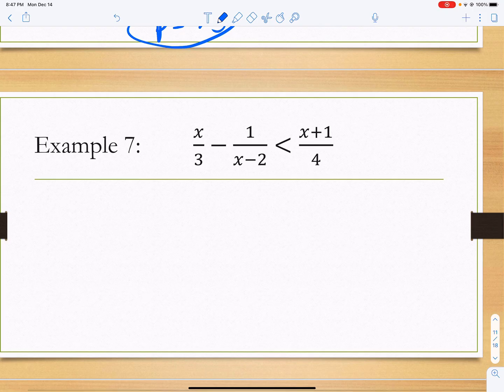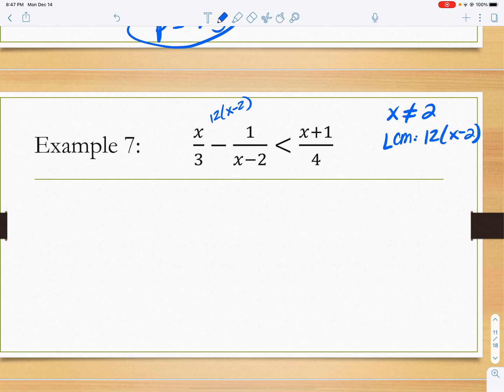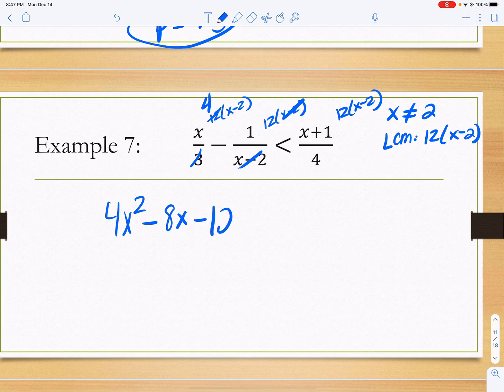All right. So here's example 7. Again, I know that x cannot equal 2. And I know that my LCM is going to be 12(x minus 2). So then I would multiply each term by 12(x minus 2). The 3 cancels to be a 4, so that's going to be 4x squared minus 8x. The x minus 2 cancels, so I get a 12. And then the 4 cancels here.